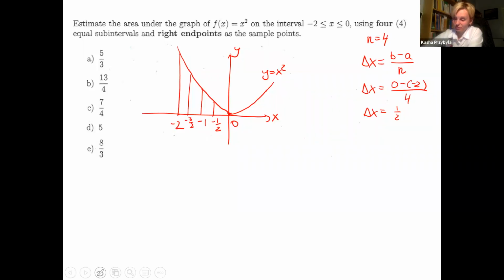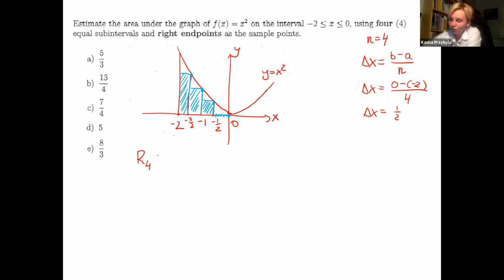And simply we have to find the areas of the rectangles. That means now the right-hand side. Between -2 and -3/2, this is on the right-hand side, so this point will give me the height. -3/2 and -1: -1 is on the right-hand side, and this will give me the height. -1/2 is on the right-hand side, and actually 0 is on the right-hand side, which will give me 0.